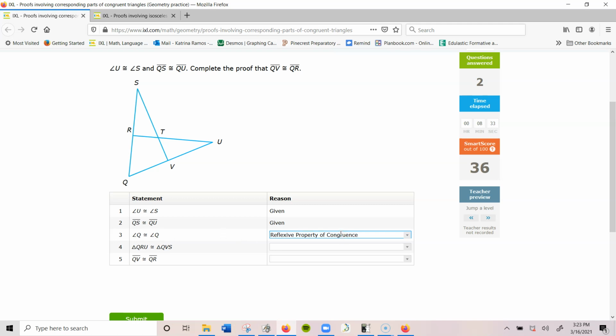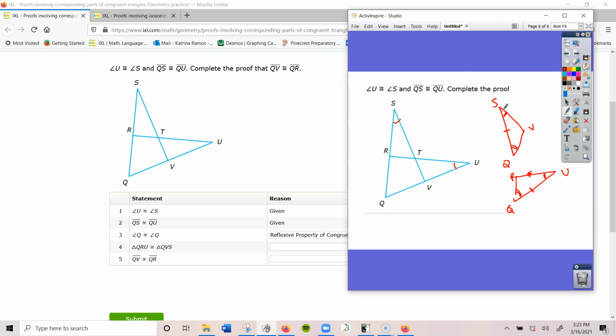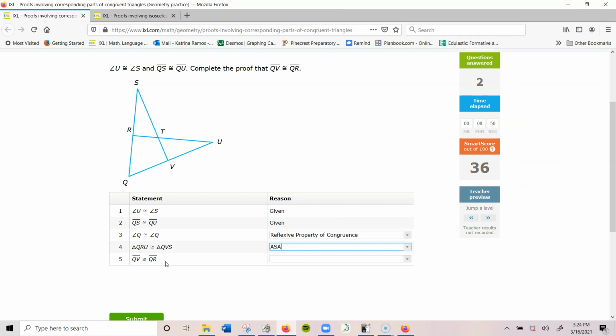The difference between knowing whether it's the reflexive property of equality or congruence depends on the symbol. Now we have here, how are these two triangles congruent? If I look at my diagram, I have an angle and then a side and then an angle. So this is ASA. And then here the corresponding parts, QV is equal to QR. Whenever you're told a part of a triangle is congruent after you are given that the triangles are congruent, that is CPCTC, which stands for congruent parts of congruent triangles are congruent.